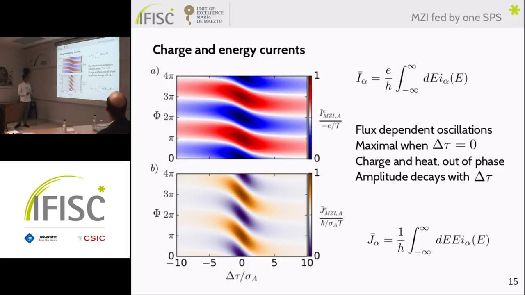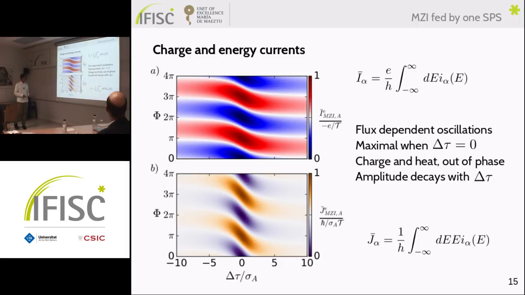And so we can interpret these results in two ways. So if you detune the two arms for longer than the length of the emitted electrons, then the two electrons will not see each other, or the electron that goes through the upper arm and the lower arm will not see each other, and then the interference is going down.